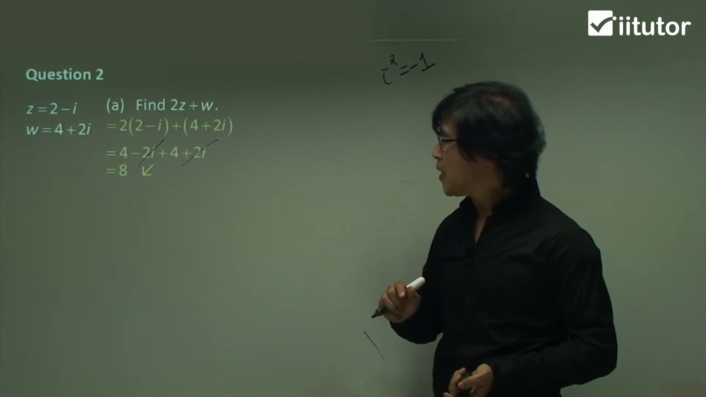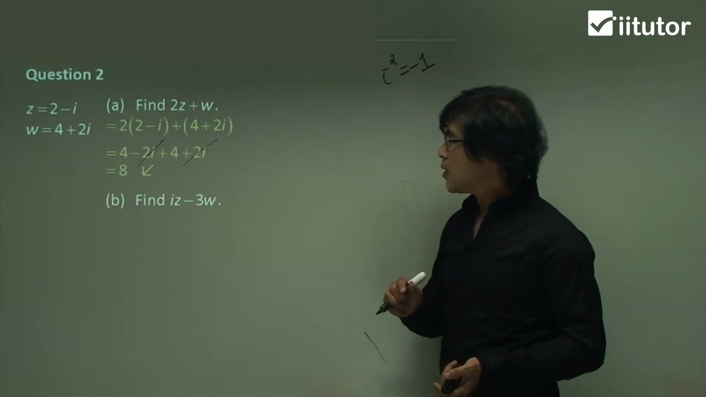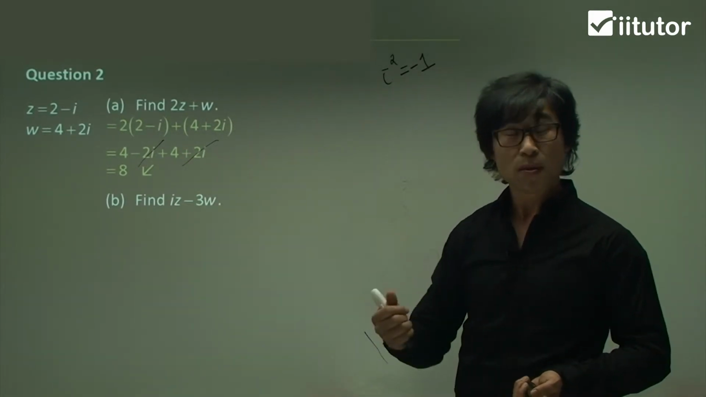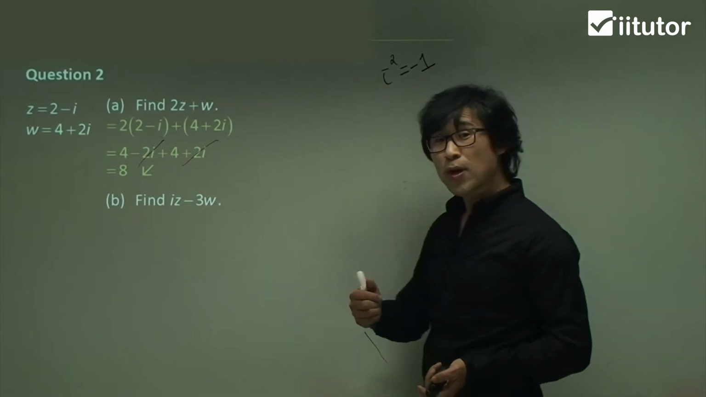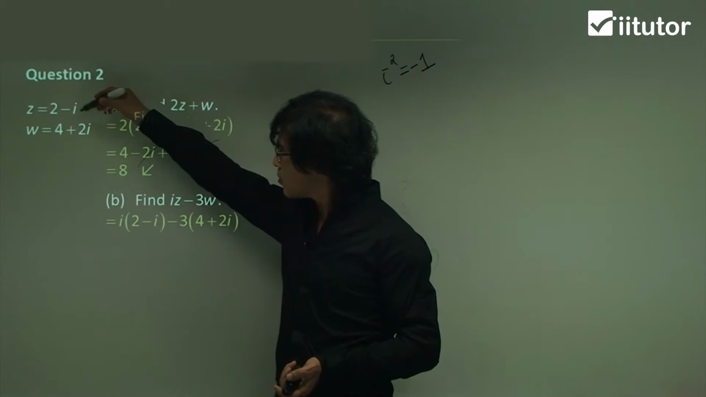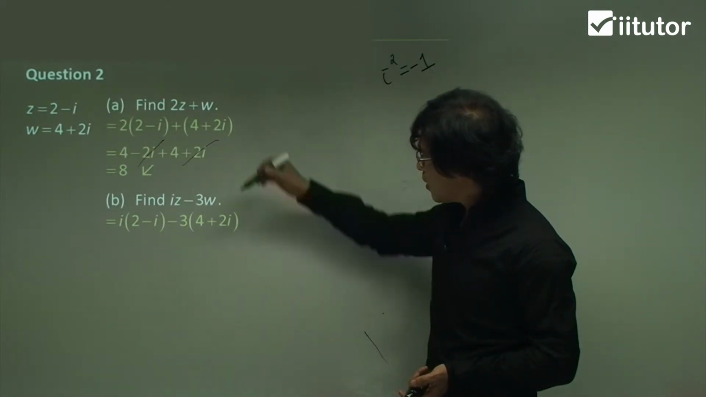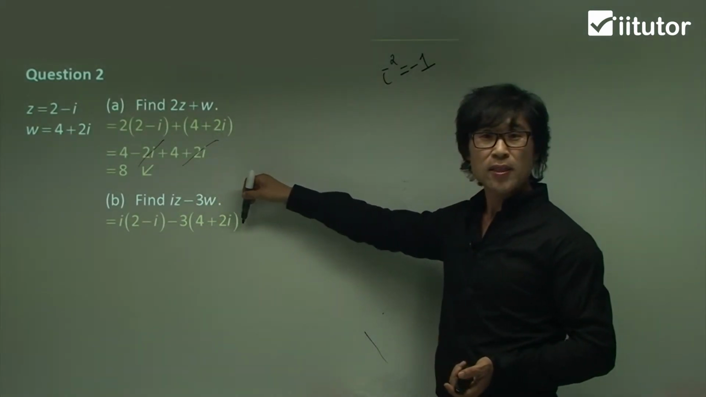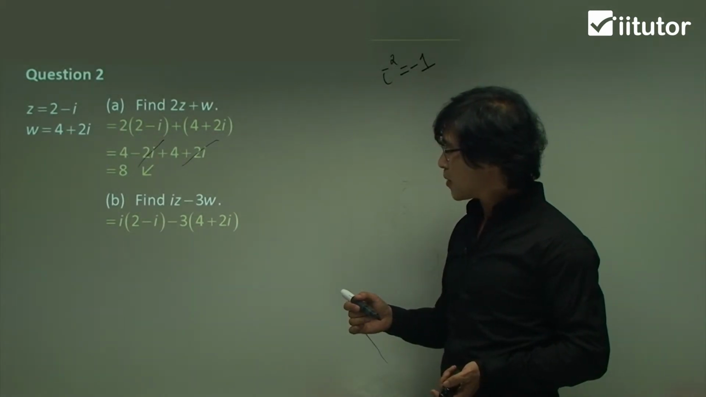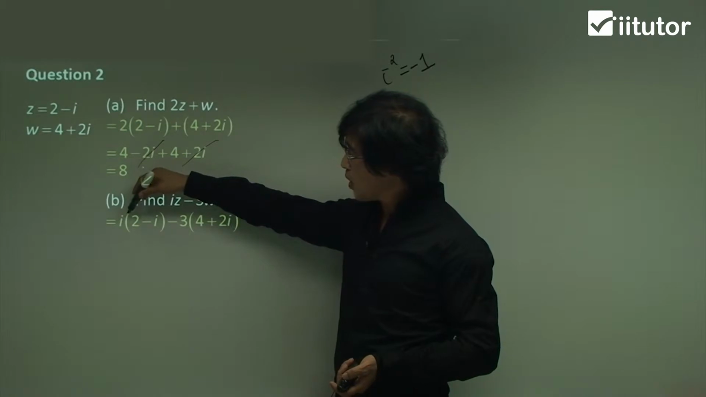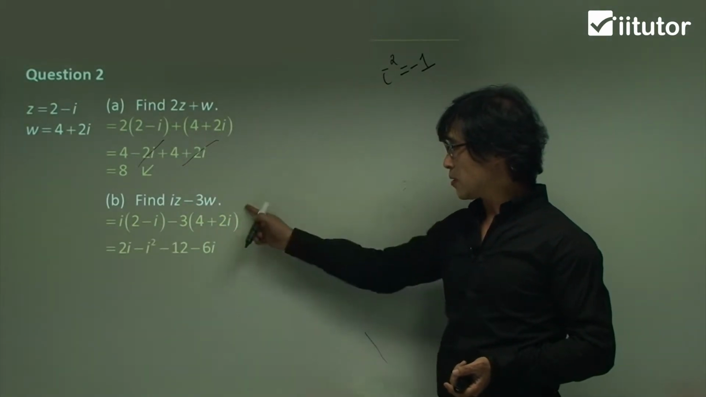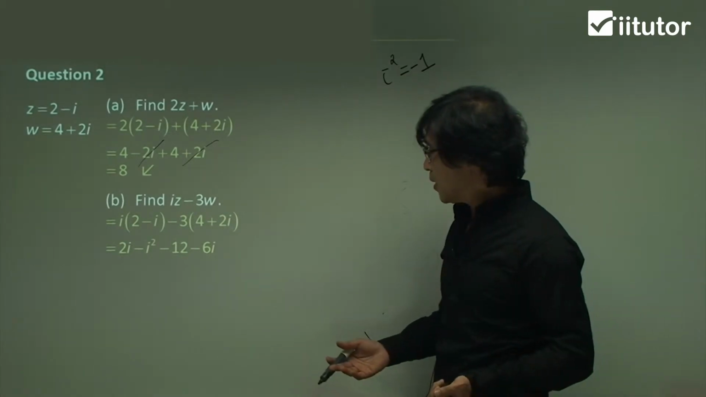Let's do part B. Now we're going to multiply i by another complex number. Anyway, sub them in. So i times (2 minus i), 2 minus i is substituted in here. w is 4 plus 2i, it is there. Now, expand. Everyone expands. So i times 2 becomes 2i, i times negative i becomes negative i squared, like this one. And this is the usual expansion. Now, what do you see?